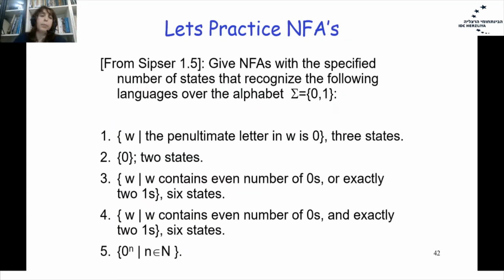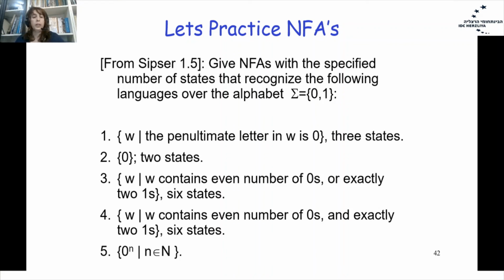Okay, let's practice. Let's build some non-deterministic finite automata over the alphabet 0, 1. Actually, it's a question from the Sipser book, 1.5. We have here 5 languages. 2 of the languages we will do today during the lecture. 3 languages we will have for our practice exercise that we will have during our next Zoom meeting.